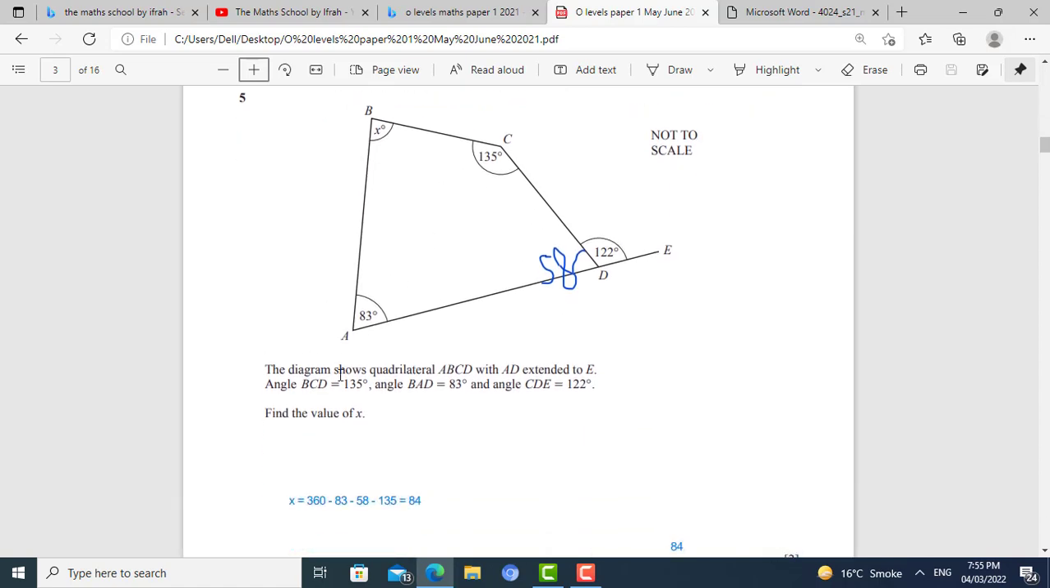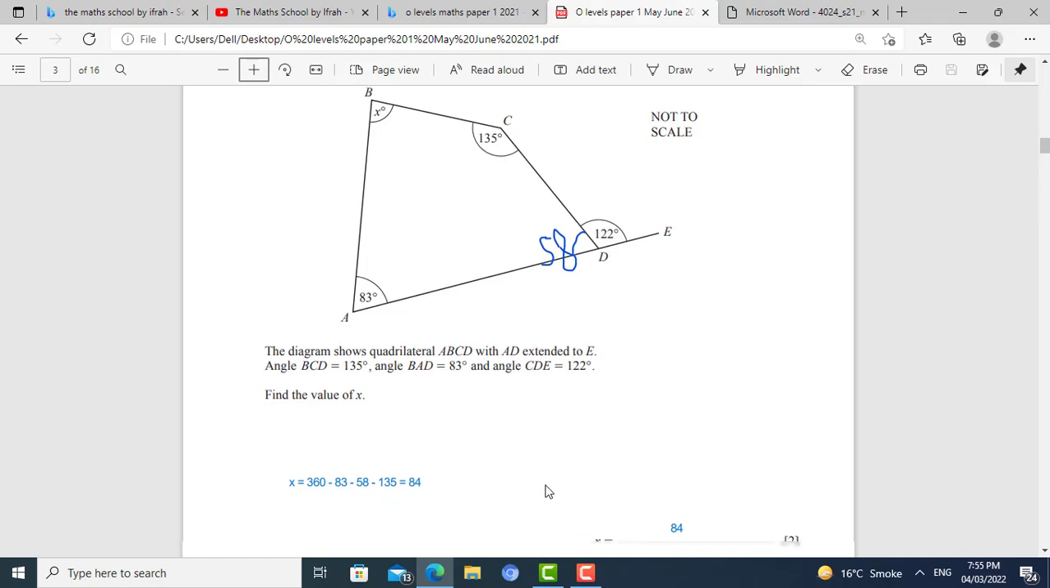This diagram is not drawn to scale. The diagram shows a quadrilateral ABCD with AD extended to E. Angle BCD is 135, angle BAD is 83, and angle CDE is 122. Find the value of x. Now if this is 122, so this is 180 minus 122, this is 58 degrees. And the angle sum of a quadrilateral is 360 degrees, we know that. So x is equal to 360 minus 83 minus 58 minus 135, that is 84 degrees.